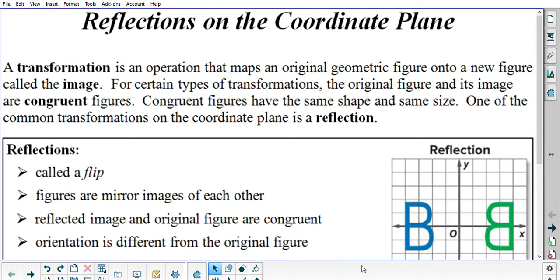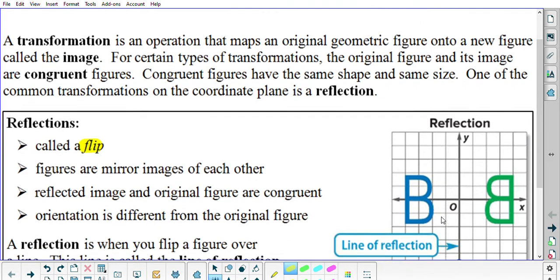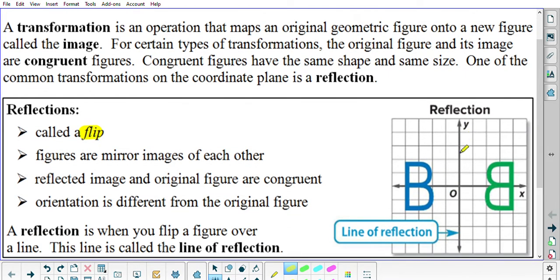Let's go ahead and talk about what reflections are. Reflections are often called a flip. You might recall translations were called a slide, but reflections are called a flip. And you'll notice here that the capital B, which is in blue, if I reflect it over the y-axis, now it has been flipped over it. So that's one of the words we'll use for reflections, is a flip.